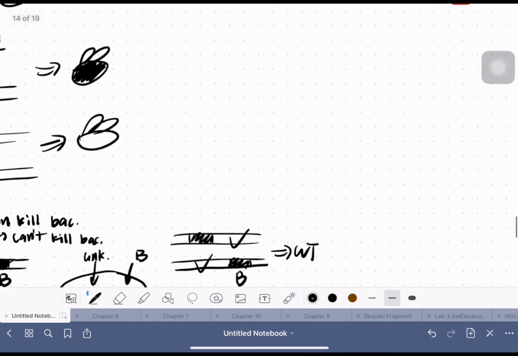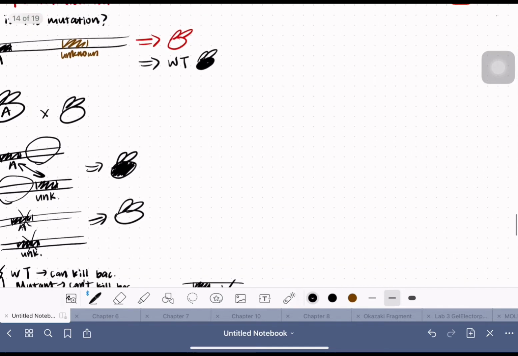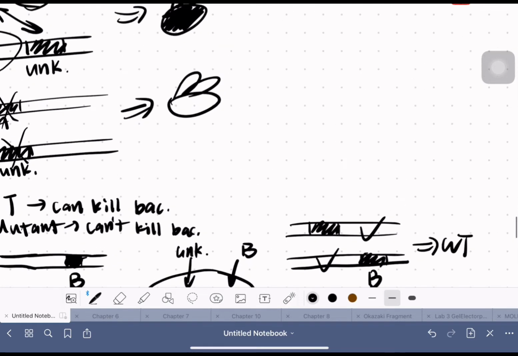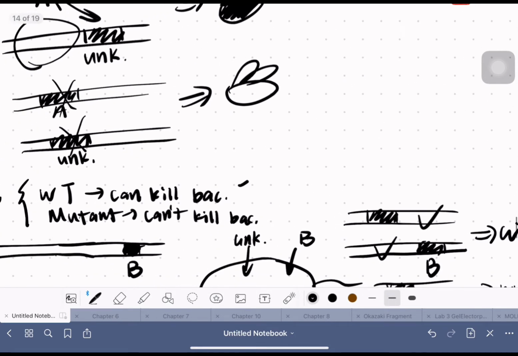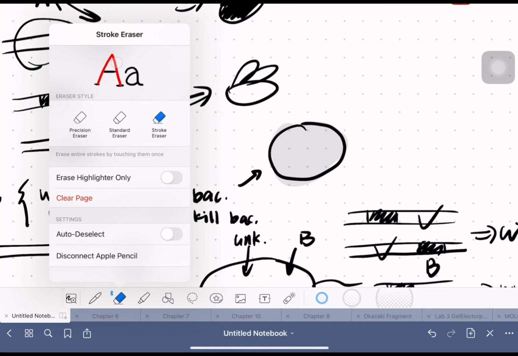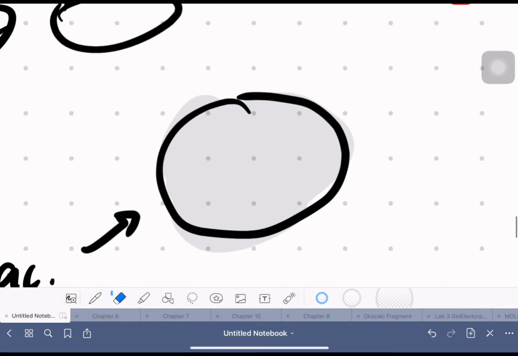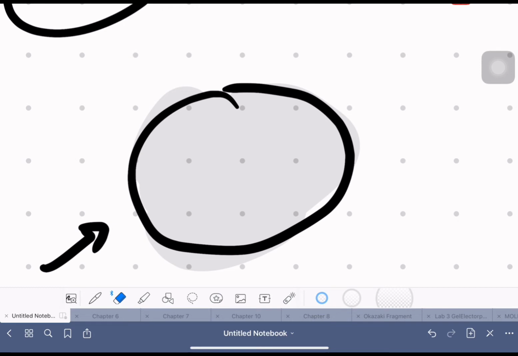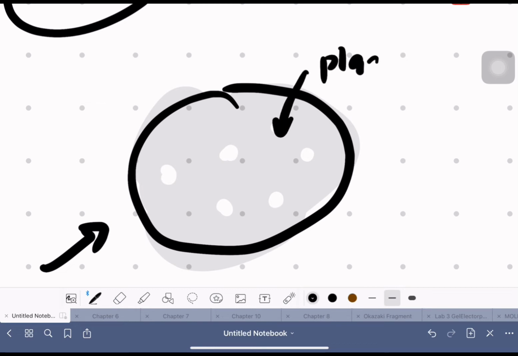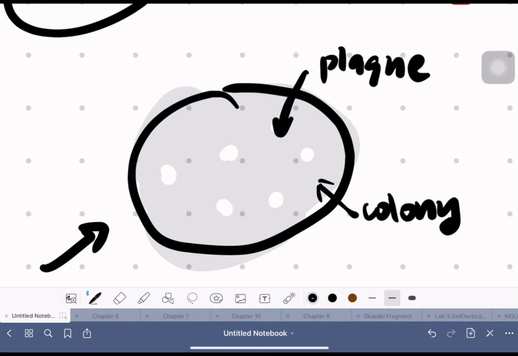So that's the logic. Oh, another thing, how would you know if the bacteria died or not? In the petri dish, if there's bacterial growth, you'll observe bacterial colonies. Basically it'll look kind of foggy over here. But if this area of bacteria is killed, you will not see colonies at this spot, and this blank spot is called a plaque. So make sure you know the difference between a colony and a plaque, because I used to mess that up.